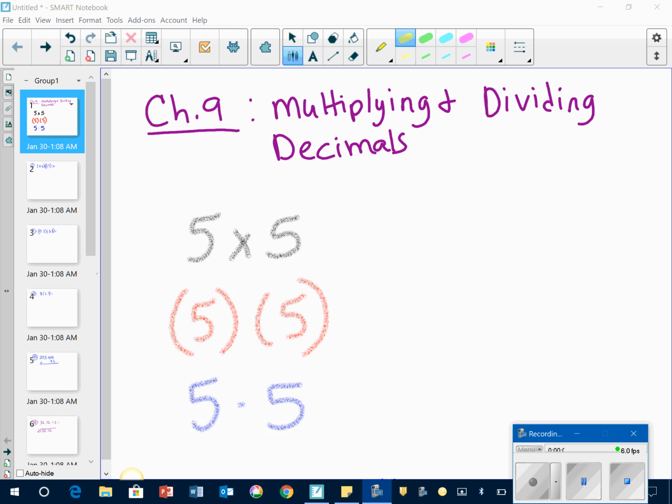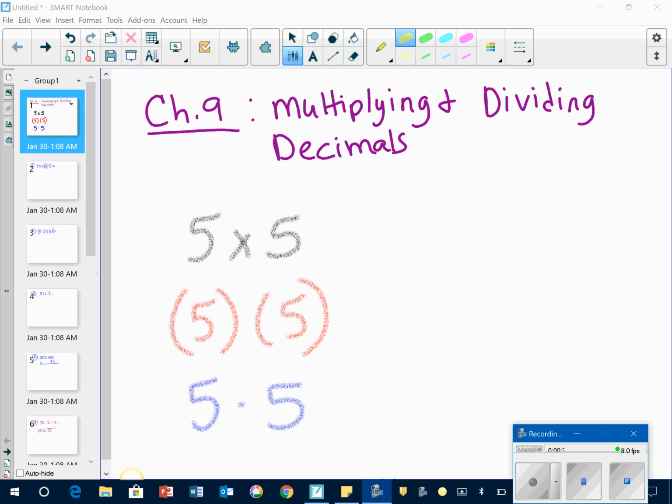Okay, Chapter 9, we're going to be doing multiplying and dividing decimal numbers. Your learning objectives are, after completing this chapter, the student will be able to define the terms product, dividend, divisor, and quotient, perform multiplication with decimal numbers, and perform division with decimal numbers. So what I usually have students do is read through your Chapter 9, and then I watch this lecture on some of the examples.